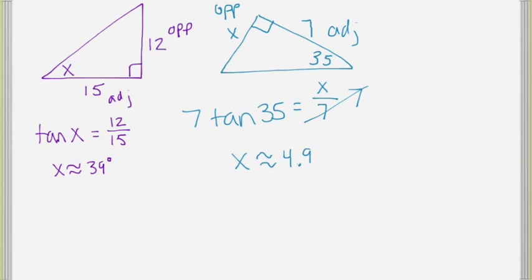Why do you put the 7 over there? Because you have to do it to both sides. Yes, you have to multiply both sides by 7 to get the x alone. Is it 25? 4.9?